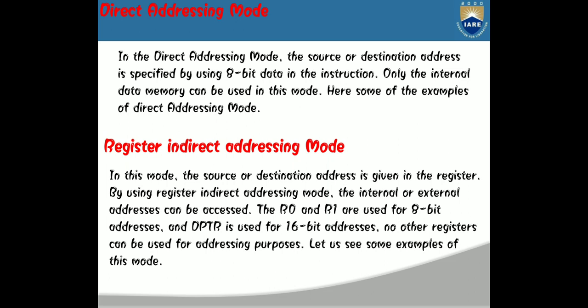In the direct addressing mode, the address of the data is specified as the operand in the instruction. Using direct addressing mode, we can access any register or on-chip variable. This includes general purpose RAM, SFRs, input output ports, and control registers. For example, MOV A, 47H. Here the data in the RAM location 47H is moved to the accumulator.